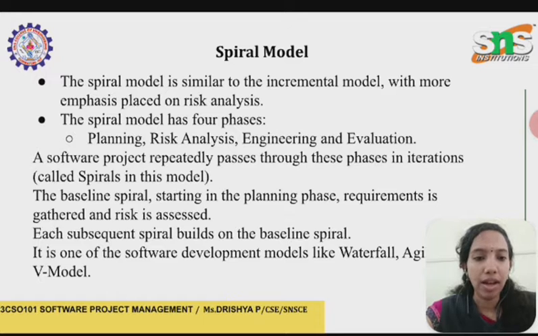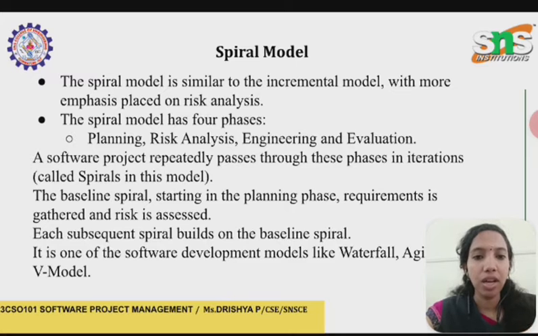The spiral model has four phases, like the waterfall model. In the spiral model, the phases are the planning phase, risk analysis phase, and engineering and evaluation phase. The software project repeatedly passes through these phases in iterations. That is known as the spiral in the model.